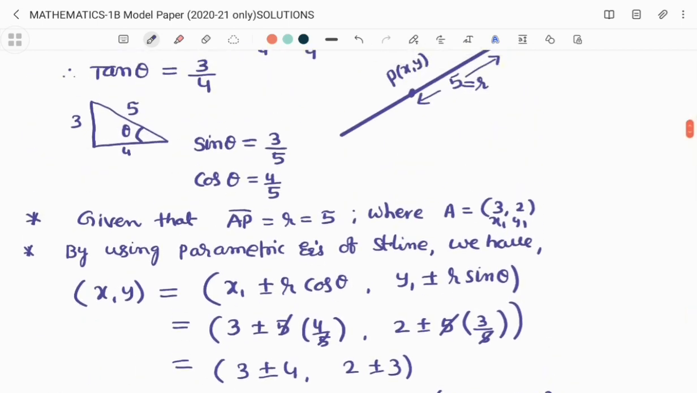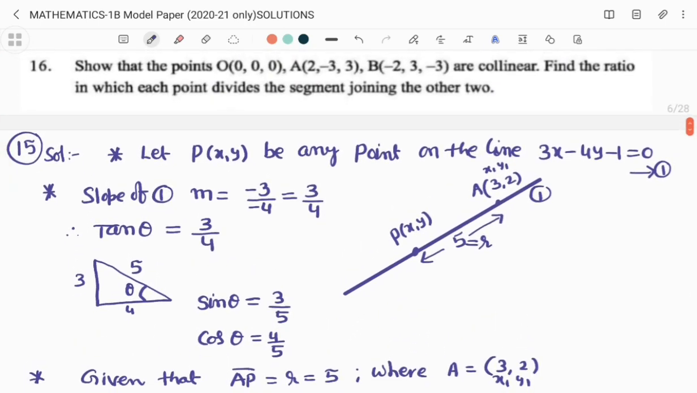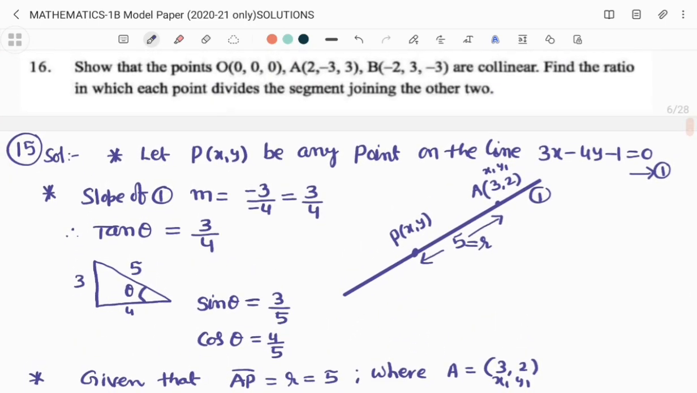Question number 16. In question number 16, once you go through it, show that the points 0 comma 0 comma 0, A of 2 comma minus 3 comma 3, and B of minus 2 comma 3 comma minus 3 are collinear. Three points are given. They are asking to prove these points are collinear and find the ratio in which each point divides the segment joining the other two. It's a very good question conceptually. Each and every point divides the line segment joining the other two.